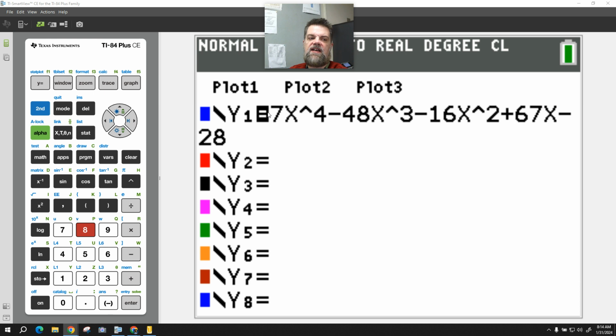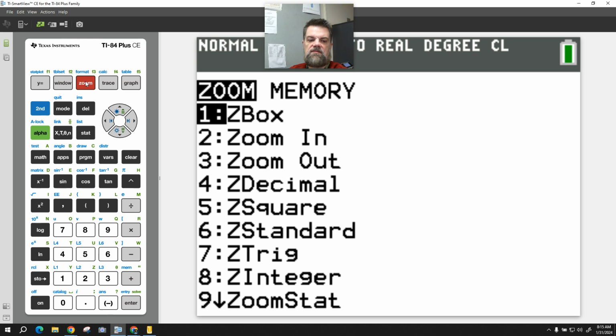Okay, so we're going to hit zoom, this button right here, the zoom button, and you should get a menu like this. I'll wait for you guys to do it. This is the zoom button.